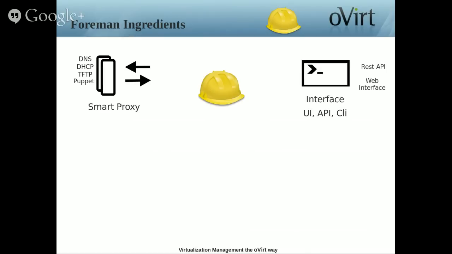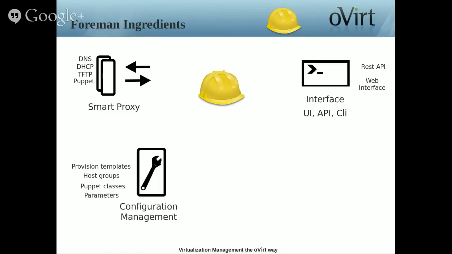The second part is the UI, the interface that Foreman provides. You have API and CLI also. For the configuration part, as I mentioned, we have the template of the boot, the provision template. We use Anaconda for that. We have host groups, which means a group of attributes that you can set. You define the OS on it, the subnet. You will see a screen of it in a few slides.